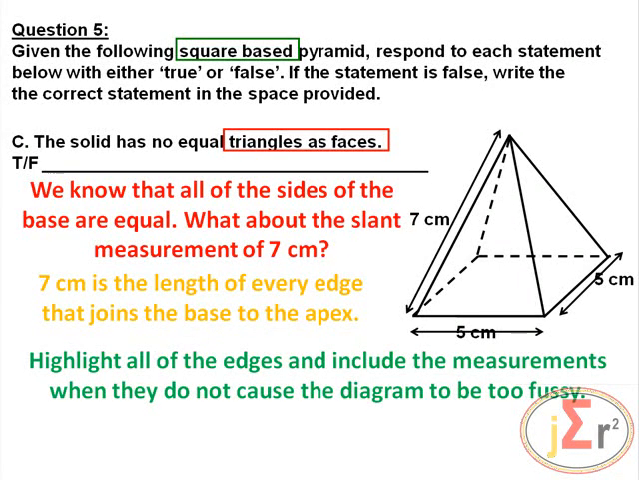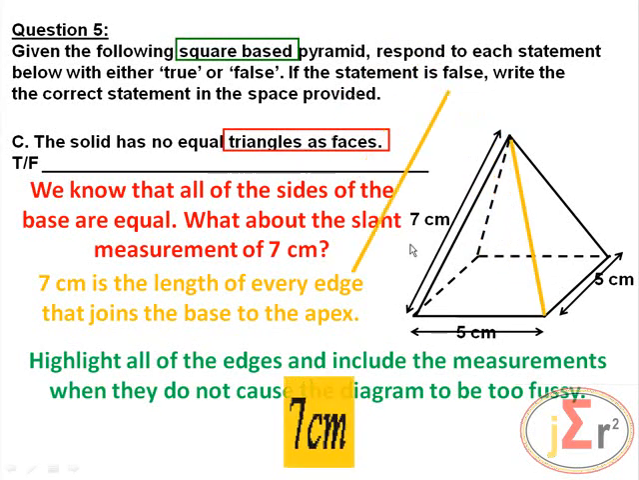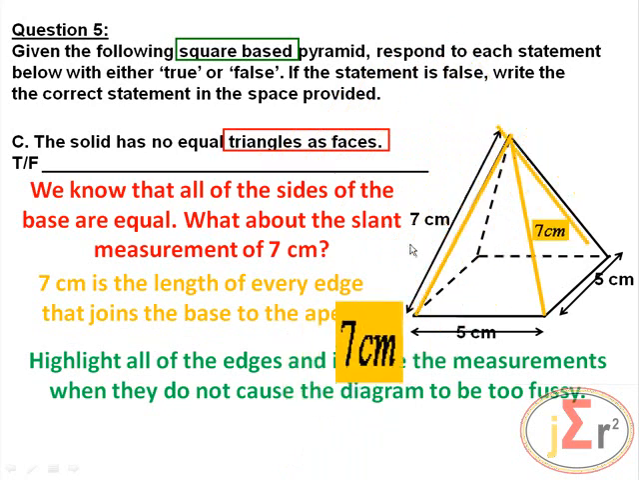So we will highlight all of the edges and include the measurements when they do not cause the diagram to be too fussy. We are trying to put as much information on the diagram for clarification, but if it is too fussy, then we will be defeating the purpose. So this is 7 centimeters, and each of those edges that joins the base to the apex is equal to 7 centimeters.